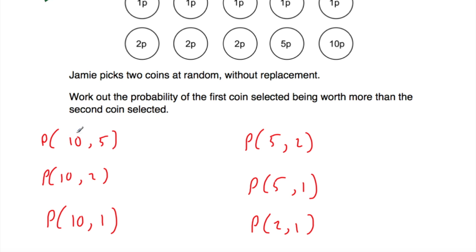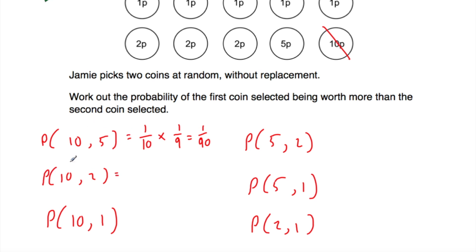Okay, so let's look at the probability of Jimmy picking a 10p and then a 5p. There's 10 coins, there's one 10p, so the probability that the first coin is a 10p would be 1/10. And then we're going to multiply that by the second coin being a 5p. If the first coin taken out is a 10p, there'd be 9 coins left, and there's only one 5p, so that'll be 1/9. 1/10 times 1/9 is equal to 1/90. So that's the probability of Jimmy picking a 10p and then a 5p.